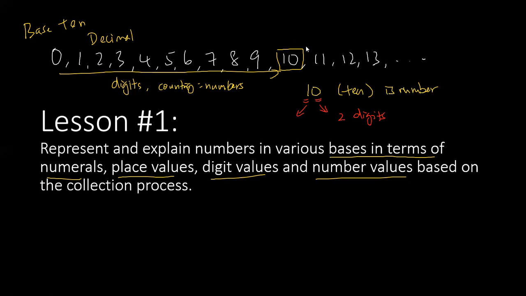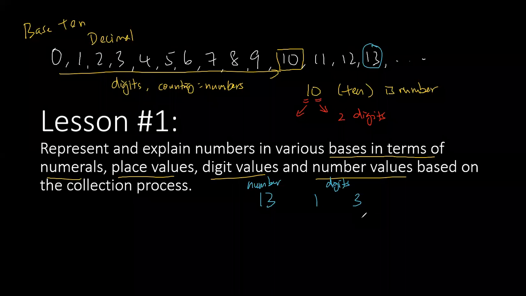After that, we will see place value, digit value, and number value. We will use another example, 13. 13 is a number, and it has 2 digits, digit 1 and digit 3. These are the digits that combine to become 13.